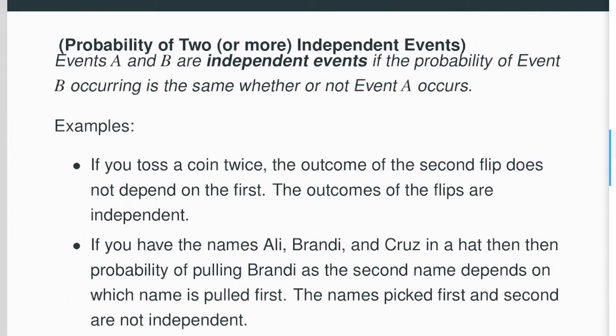So we have independent events when they have no influence on each other, but they're not independent if one of them affects the other, such as picking names out of a hat, or if we're picking cards out of a deck. If we pick a card and then keep it out of the deck, that will change the probability of what's left because now there are only 51 cards in our deck.